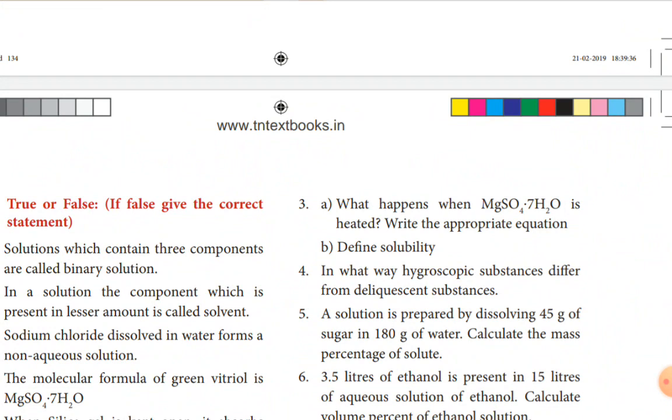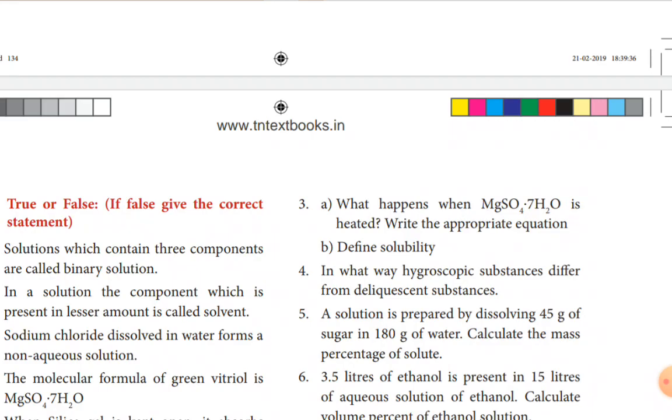Normally, see this hydrated salt, magnesium sulfate with 7 moles of water. When you heat this salt, what happens? See, the 7 molecules of water are going to be removed, they escape. So a colorless salt will be formed. When further you add water, the magnesium sulfate again retains the color.